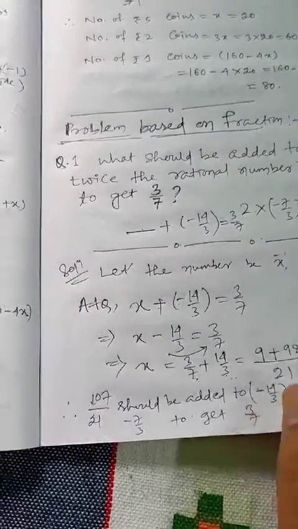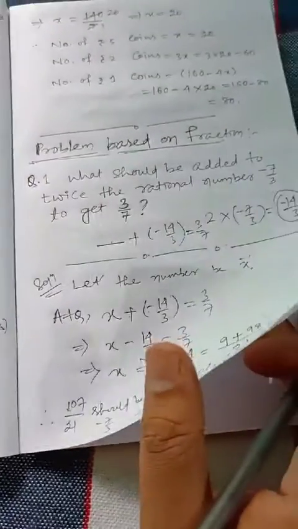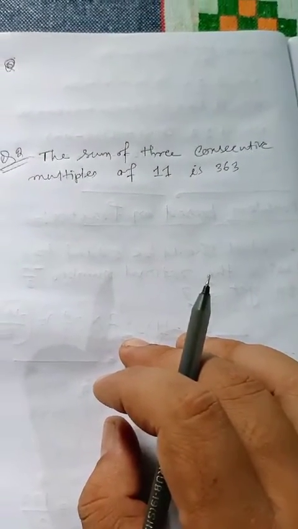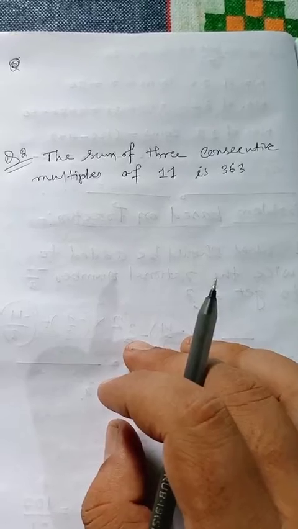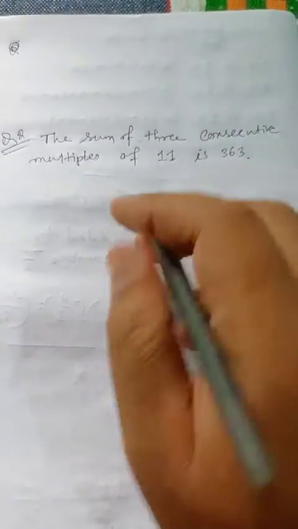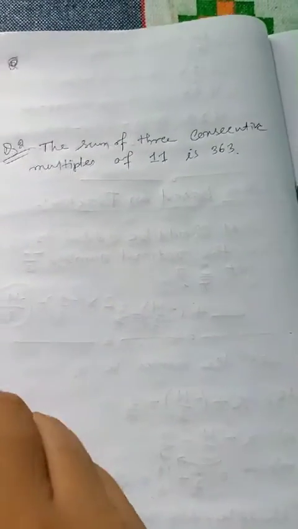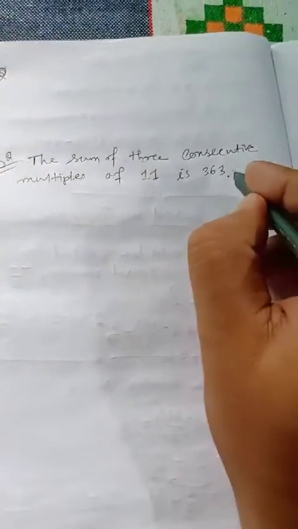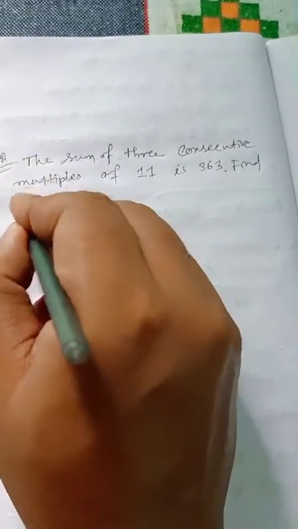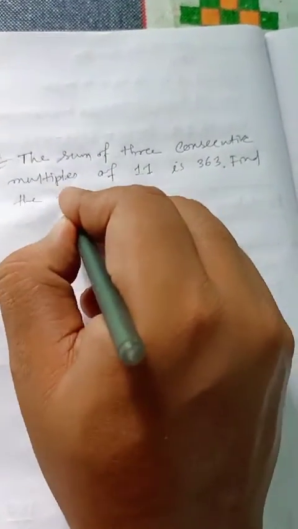So let us discuss one more example. It is quite different from the first example. Here the question is: the sum of 3 consecutive multiples of 11 is 363, and now we have to find the multiples.